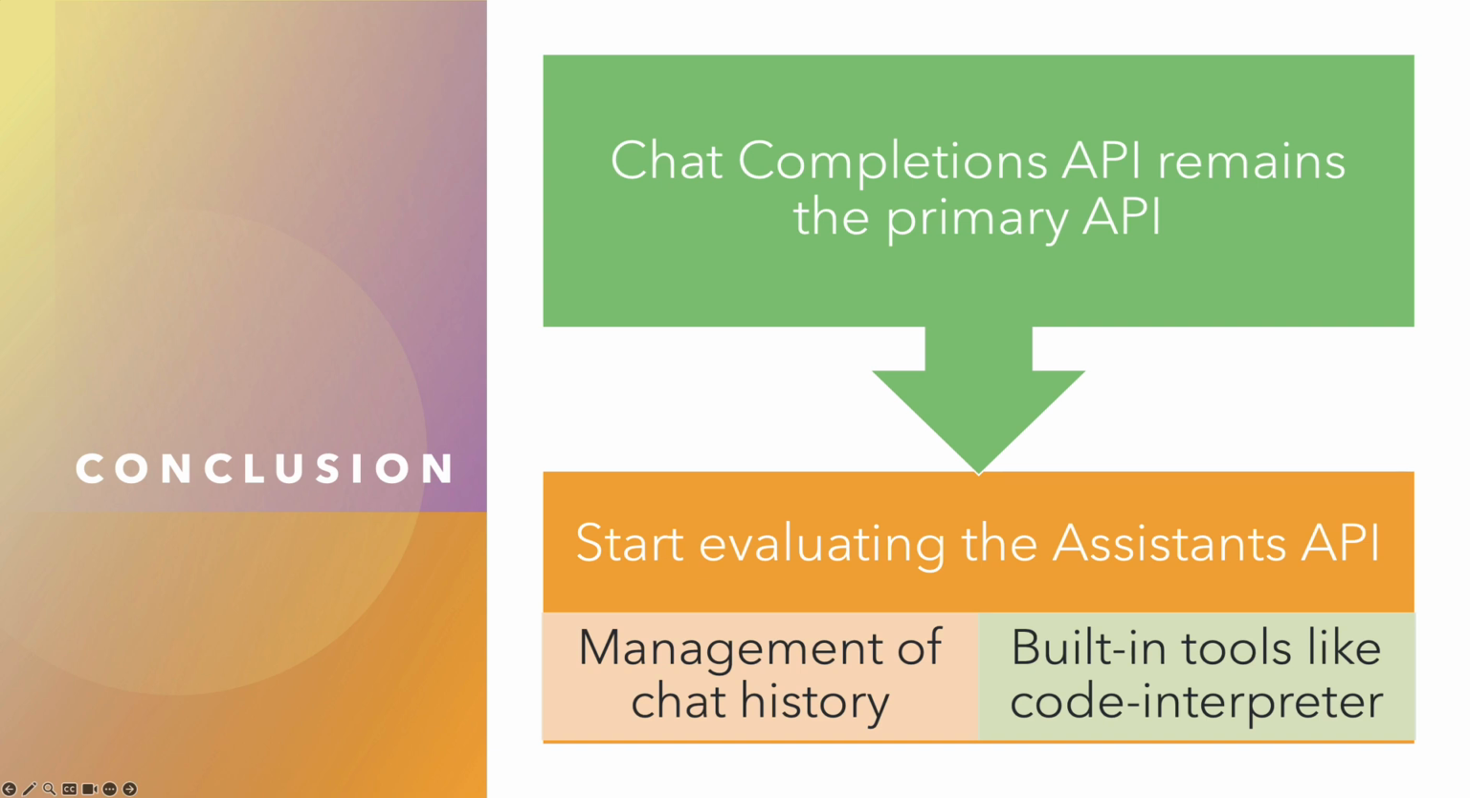As a conclusion, I would say today for production applications, keep on working with chat completions. That remains the primary API today and is the go-to API to use. But you should start evaluating the Assistants API, see how you like it, see how you like the Python package, for instance, just because of the fact that it manages chat history for you and you have access to these tools like Code Interpreter.